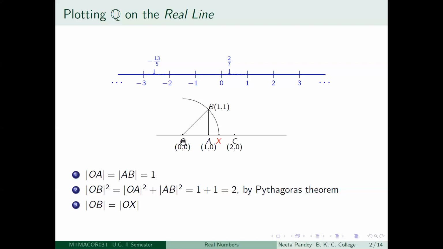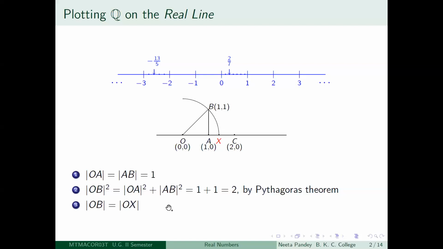Now take a compass and place the point of the compass on the point O, and take this OB as radius and draw a circle. Then this circle is going to intersect the x-axis in 2 points. One will be on the right hand side of O and one will be on the left hand side of O. So for the time being, I am interested in the right hand side only, and where it intersects the x-axis, that point we denote as capital X in red.